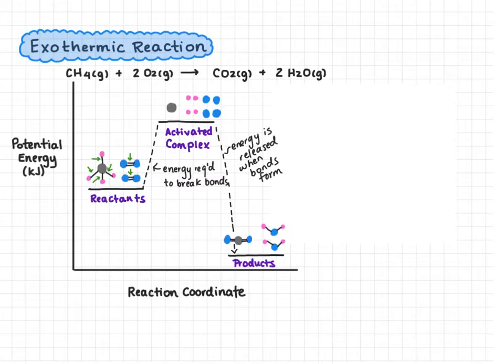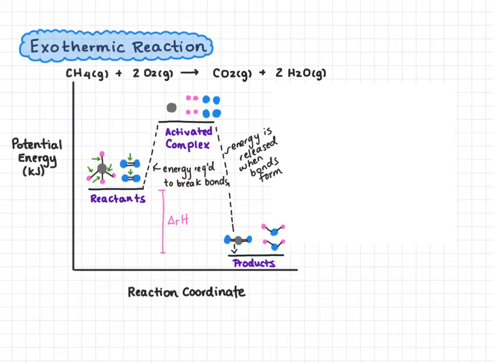So on the left here, we have the energy required to break the bonds in our reactants. And on the right, we have the energy that's released when the bonds in our products form. The difference between these two energies is the enthalpy of the reaction. So if we were to find the energy that's released when the bonds form, and subtract the energy required to break bonds, we would get this reaction's enthalpy.